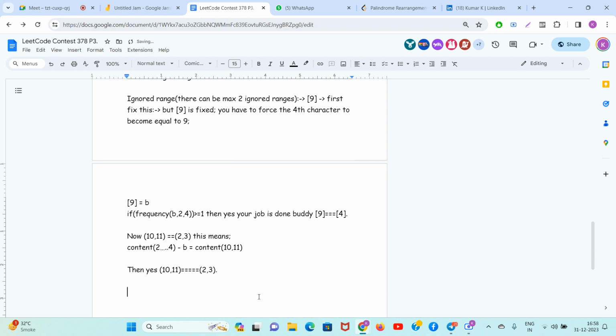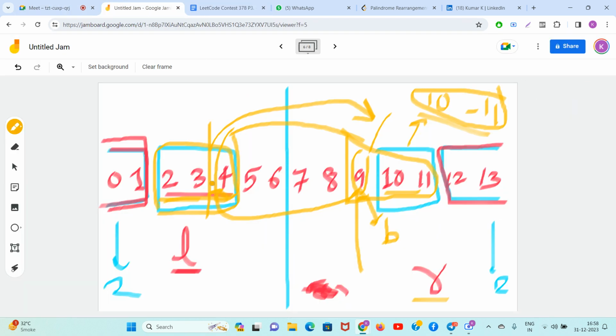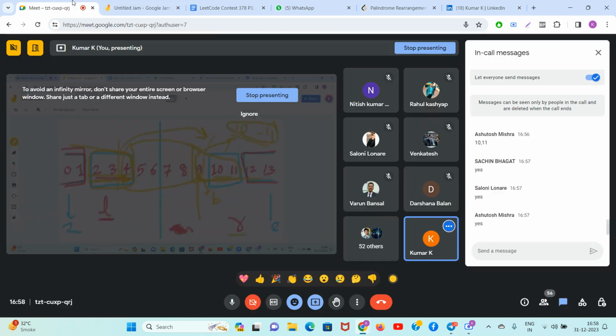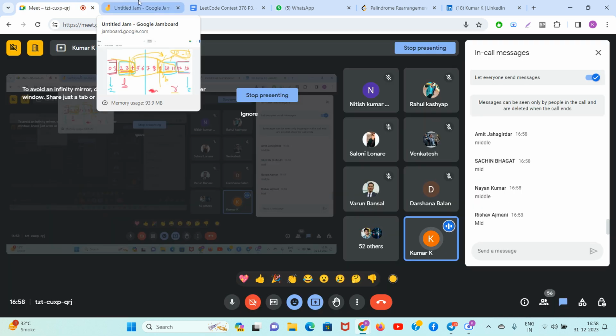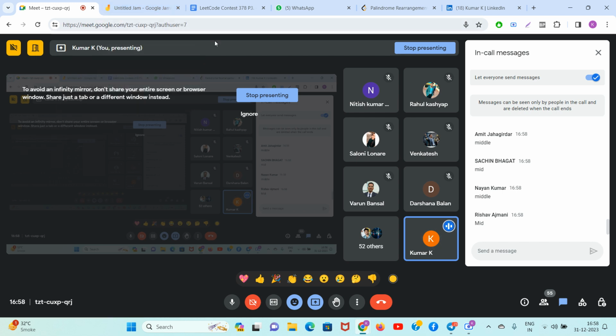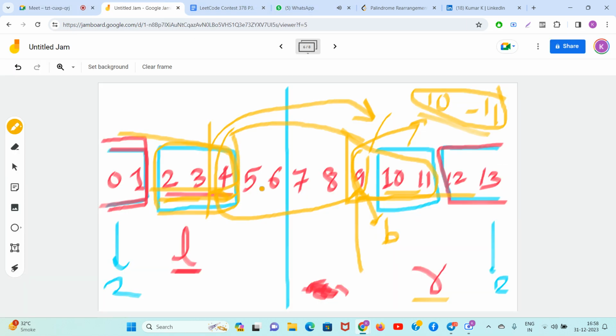This much brilliancy is done. Now guys, the work is done from here to here. Now tell me which range is left, guys. Middle part will be left in the end. Tell me the range of the middle part. What is the range? 5 to 8.